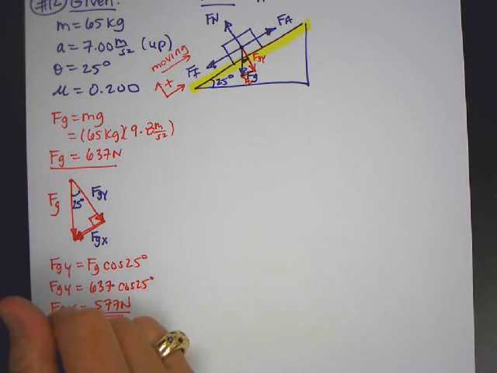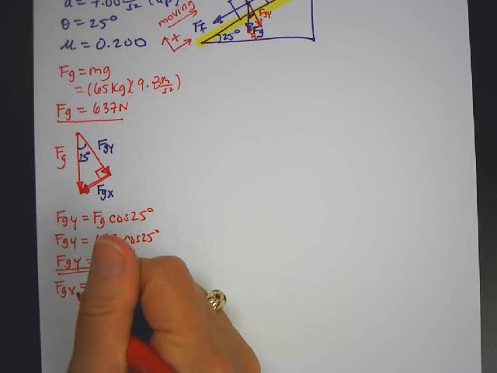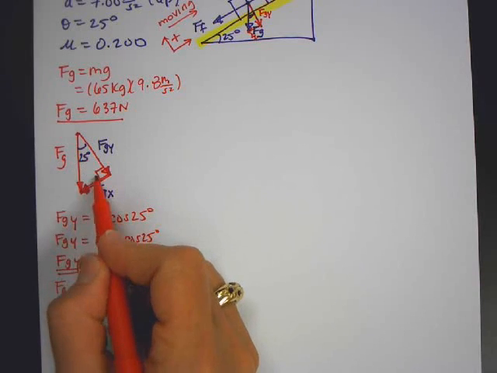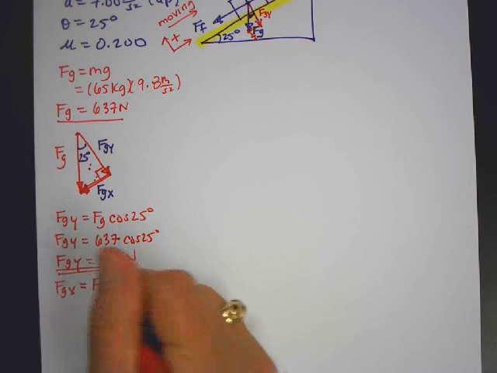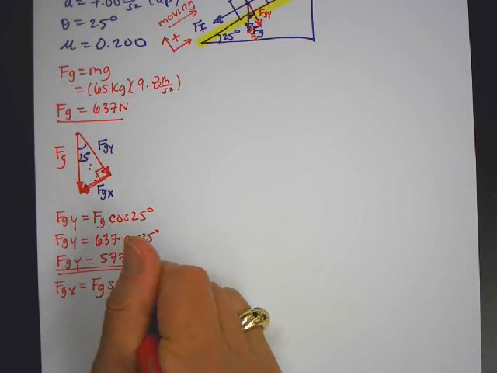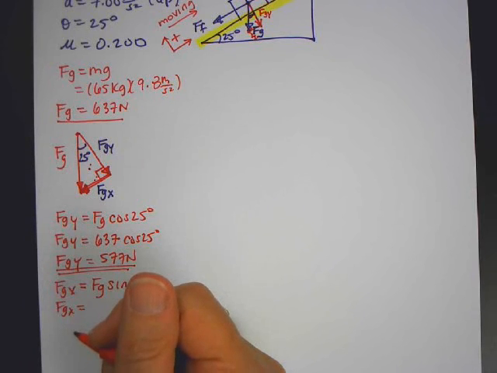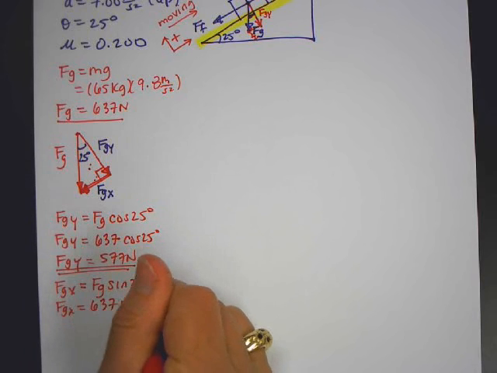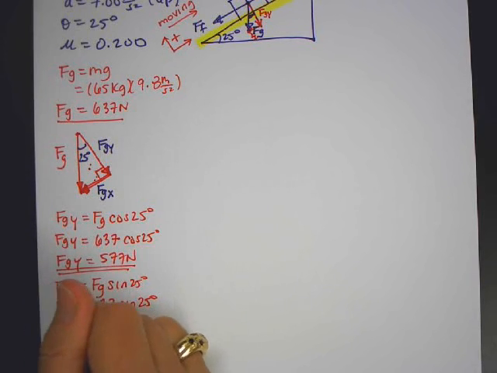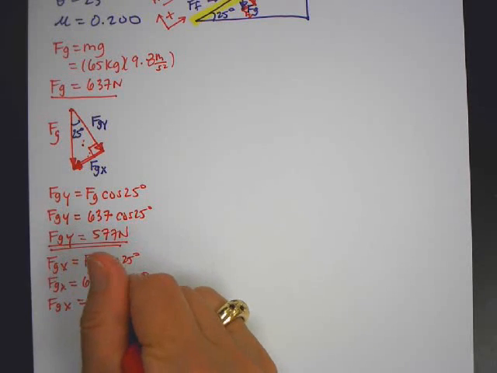Then I find FGX. See how this is now opposite the angle? So that's sine. So FGX is equal to FG times sine of 25 degrees. So FGX is equal to FG, which is 637 times the sine of 25 degrees. So FGX ends up being equal to 269.